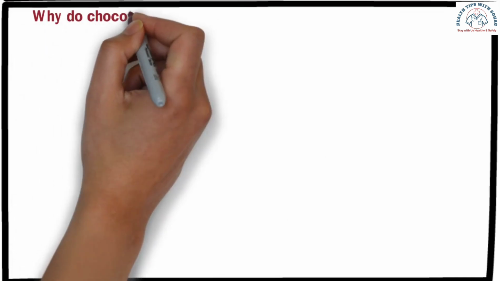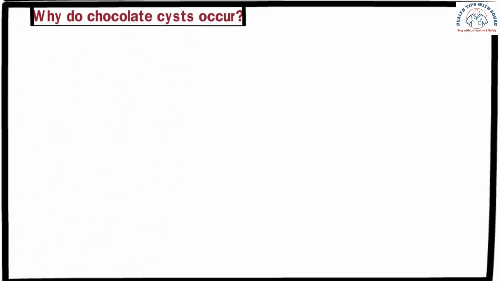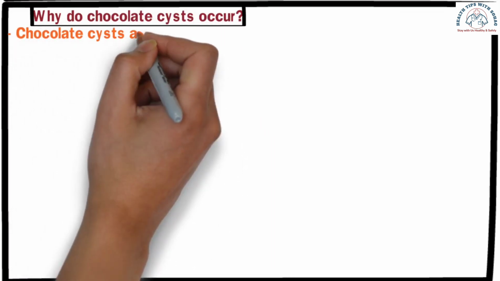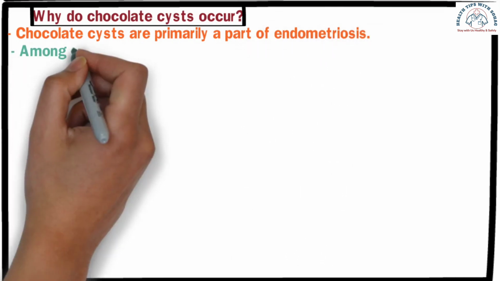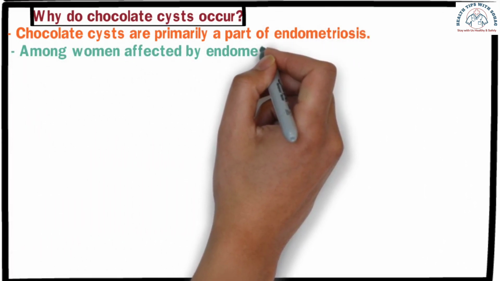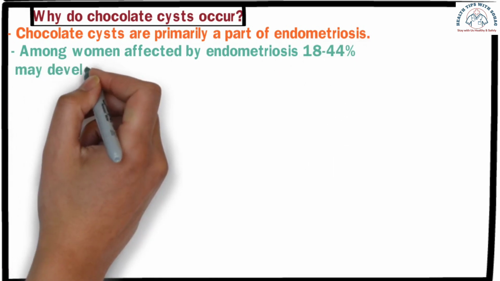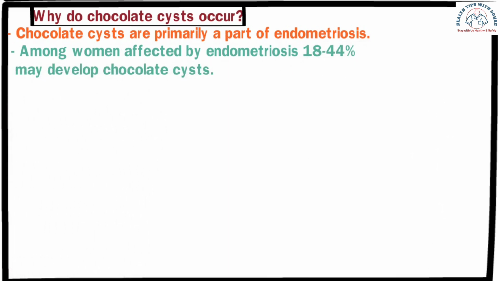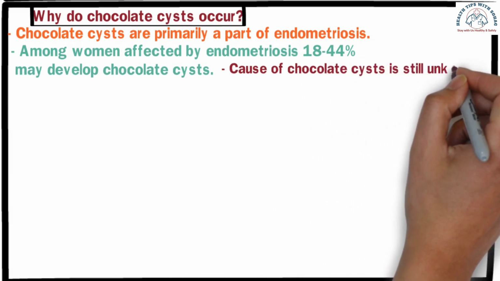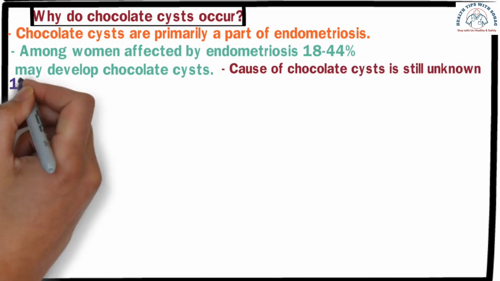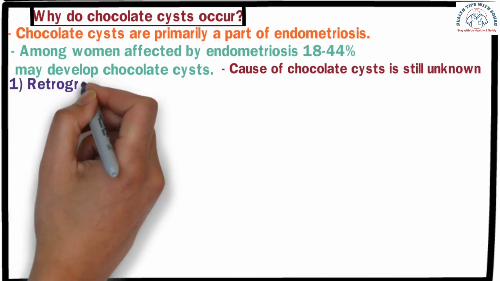Why do chocolate cysts occur? Chocolate cysts or ovarian endometriomas are primarily a part of endometriosis. Among women affected by endometriosis, 18 to 44% may develop chocolate cyst. While the exact cause of chocolate cyst is still unknown in medical science, several potential reasons have been identified.